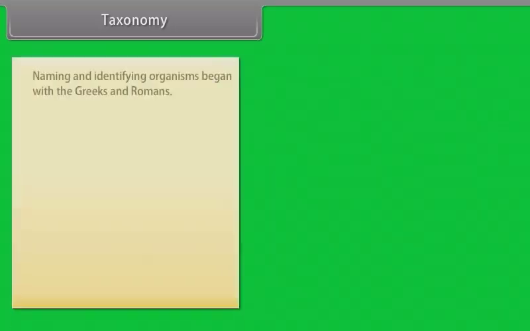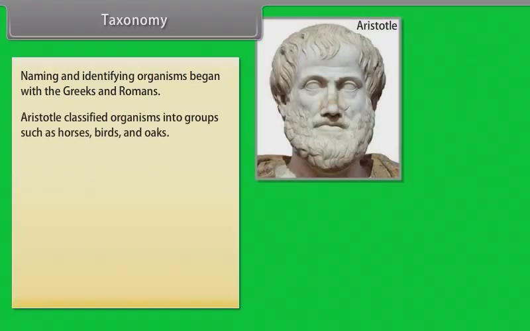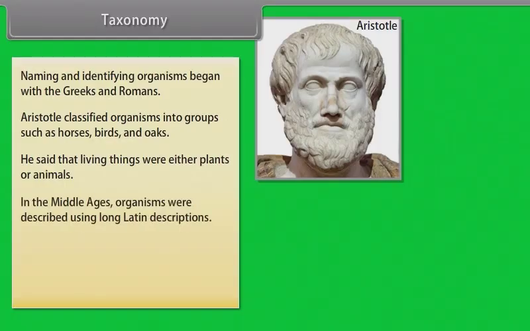Taxonomy. Naming and identifying organisms began with Greeks and Romans. Aristotle classified organisms into groups such as horses, birds, and oaks. He said that living things were either plants or animals. In the Middle Ages, organisms were described using long Latin descriptions.